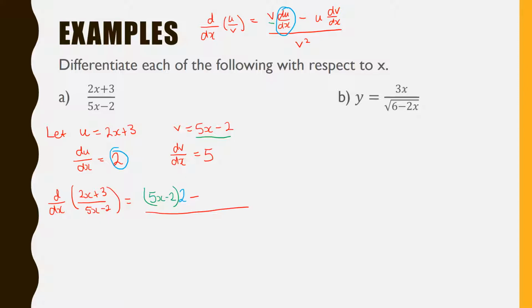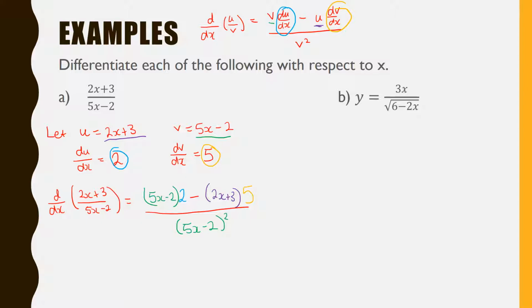We substitute in u, and u is found here, all of u, so let's put it in brackets, and all of u has been multiplied by dv dx, and dv dx is found here, and it is all over v squared, the denominator squared. So our v squared, again, our denominator is 5x minus 2, we put it in brackets, all of the denominator squared. We do need to simplify this.